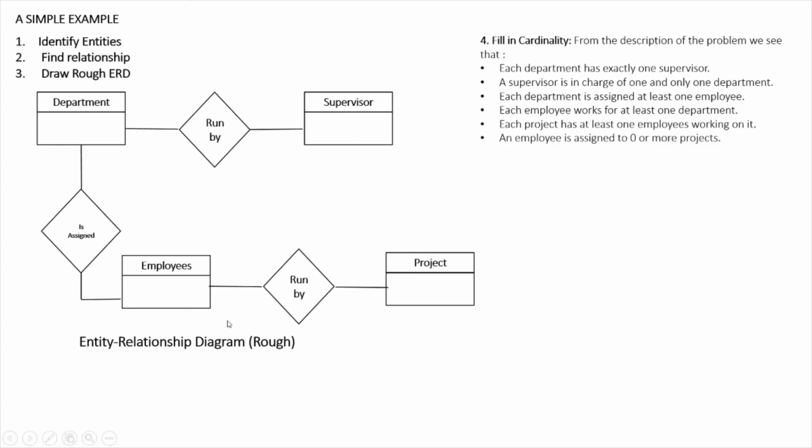Sorry for the mistake here, works on project. Entity relationship diagram rough. Fill in cardinality. From the description of the problem, we see that each department has exactly one supervisor. A supervisor is in charge of one and only one department. Each department is assigned at least one employee. Each employee works for at least one department. Each project has at least one employee working on it. An employee is assigned to 0 or more projects.